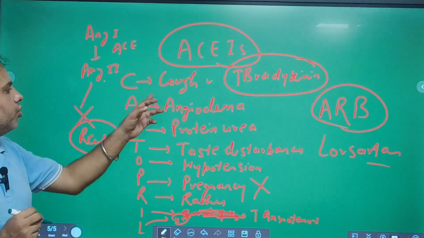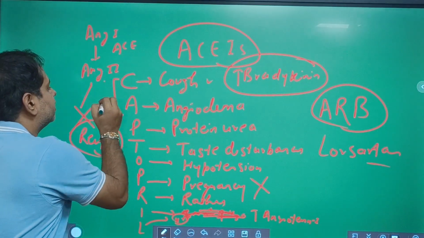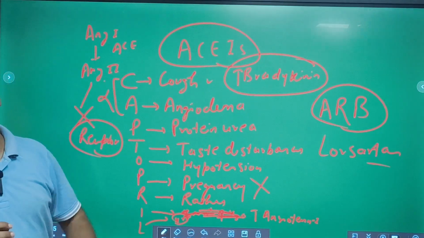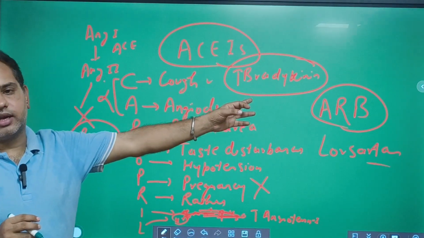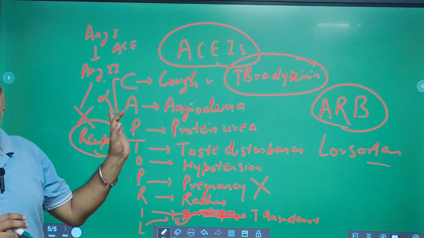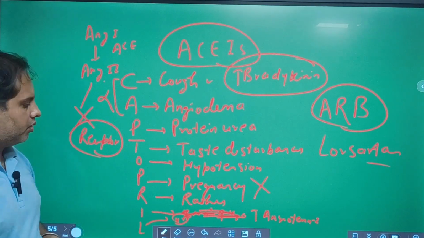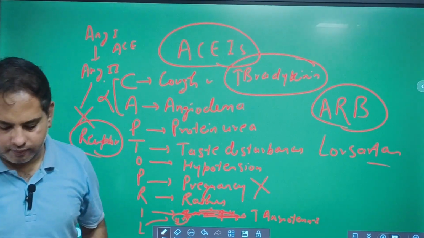So due to that, you will not get the cough and angioedema adverse effects with the ARB blockers, right? Because cough is happening due to an increase in bradykinin. So your enzyme is working properly, so bradykinin is going to break down. Okay.